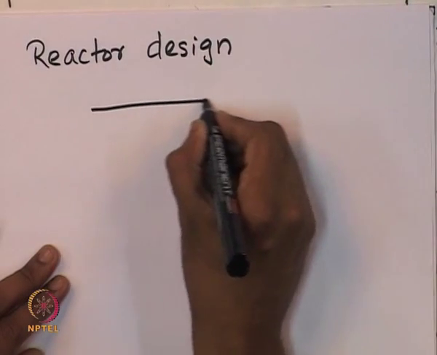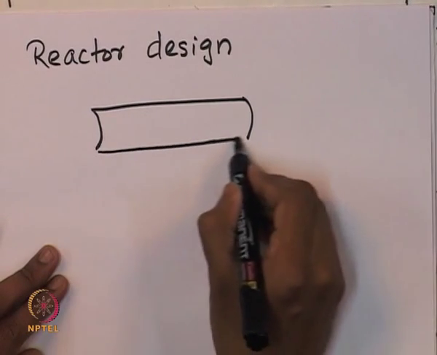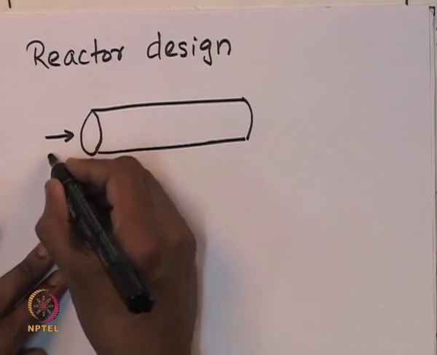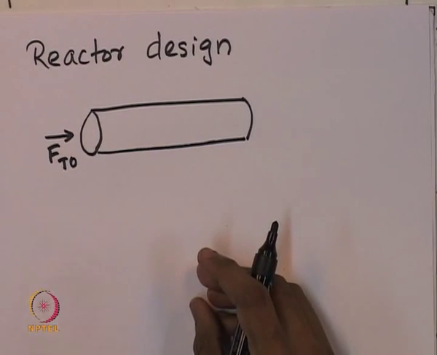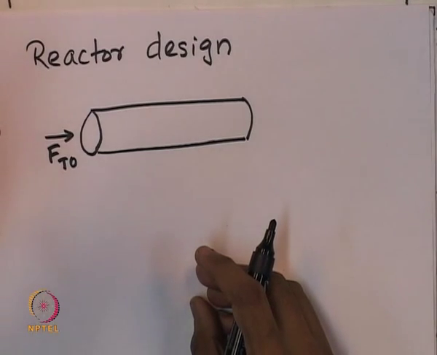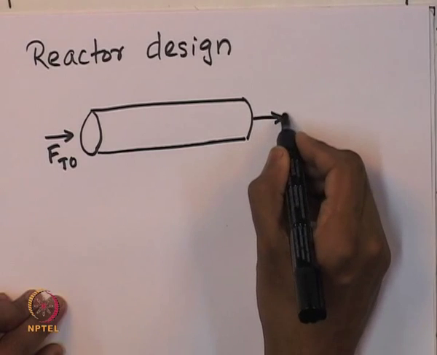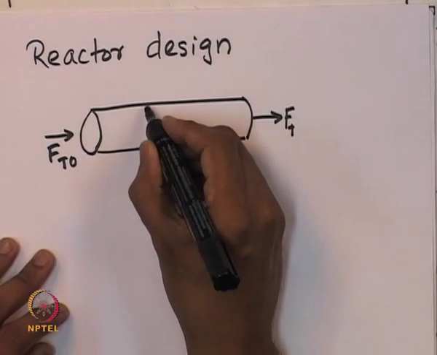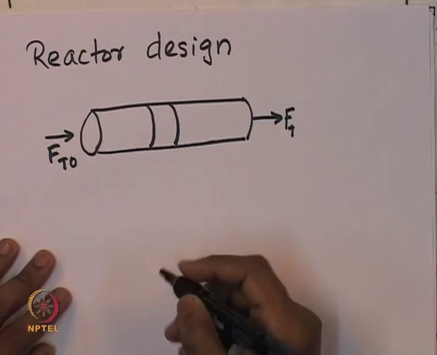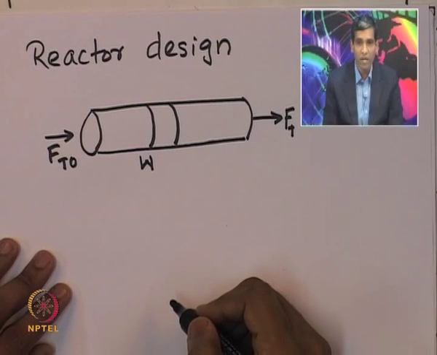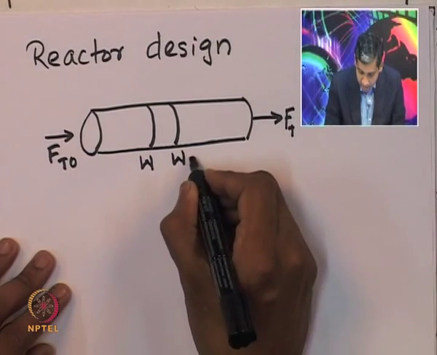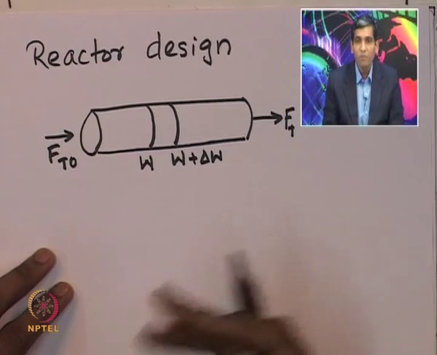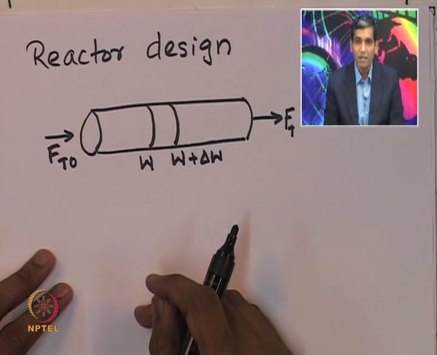Let us consider a tube which is filled with catalyst, and let FT0 be the molar flow rate at which toluene is entering this reactor, and FT the molar flow rate at which toluene leaves the reactor. Now, if I take a small element, and the total weight of catalyst packed up to that location is W, and the weight of catalyst packed at the other end of the element is W plus delta W, then we can write a simple mass balance in order to account for what is happening inside the reactor.